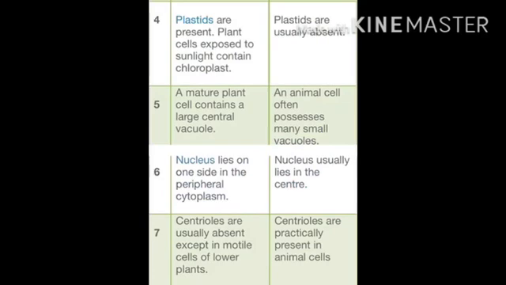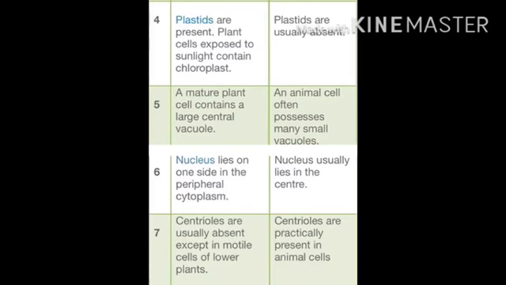Plastids. In plant cell, they are present. Plant cells exposed to sunlight contain chloroplast, whereas plastids are usually absent in animal cell. A mature plant cell contains a large central vacuole, but in animal cell it is small in size or sometimes temporary. In plant cell, the nucleus lies on one side in the peripheral cytoplasm. In animal cell, the nucleus usually lies in the center.